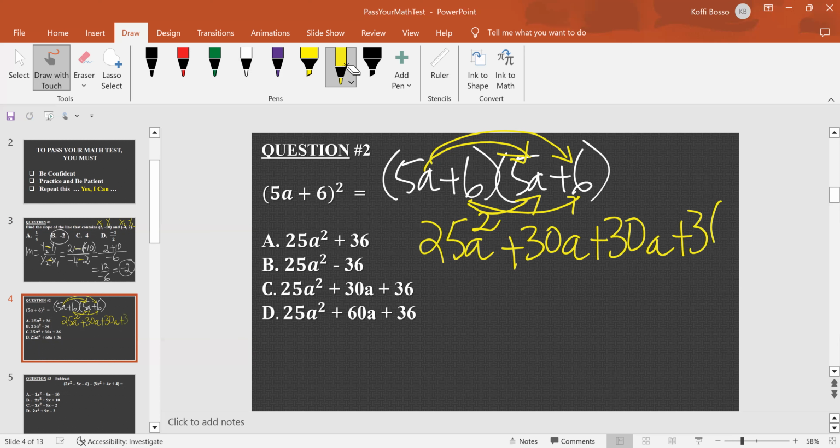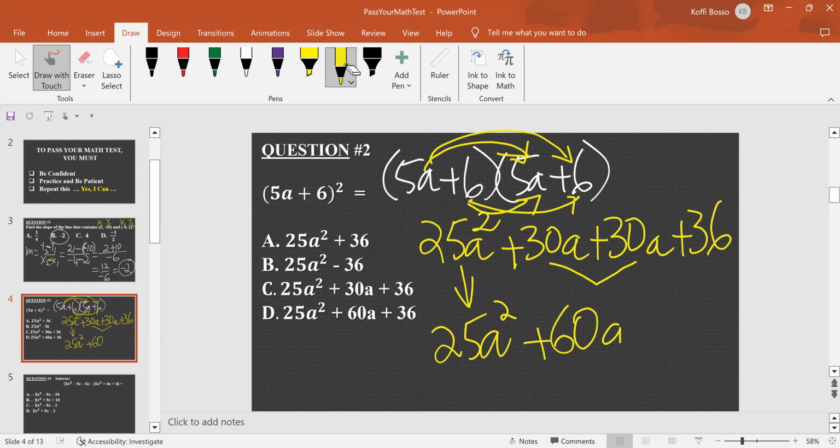Now we try to combine like terms. We keep the 25a squared. Now 30a plus 30a, these are like terms. So we add the 30 to 30, we get the 60, and we keep the a. Now plus 36. So you have to understand that 30a plus 30a means you have a 30 times, you have another a 30 times. So in total, we have a 60 times. Therefore, the correct choice here is D.